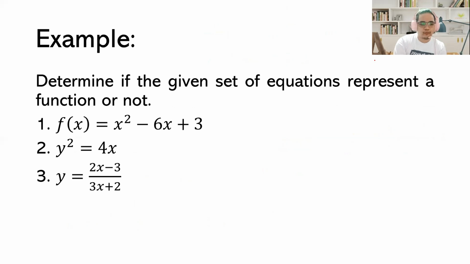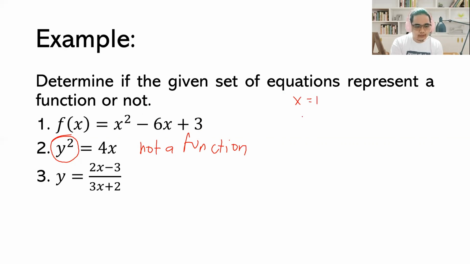How about if it is an equation that is given? Okay? So you just look at the y. When the degree of y is greater than 1 or other than 1, like y squared, y cubed, right? If it is not 1, then it is not a function. So therefore, this is not a function. Why? If we look, when you substitute a value there, let's say x is 1. So we have y squared equals 4 times 1, which is 4.